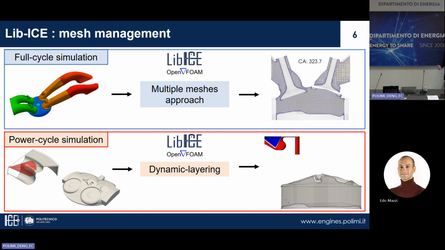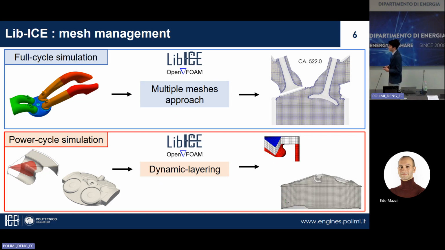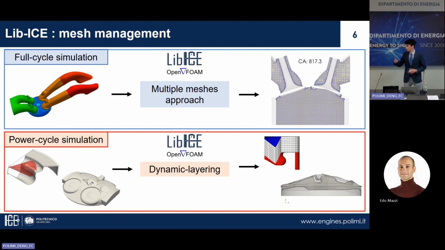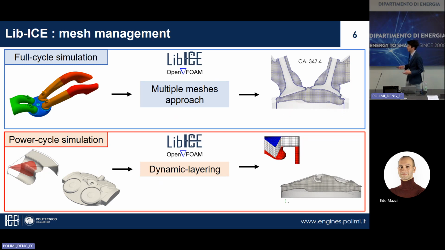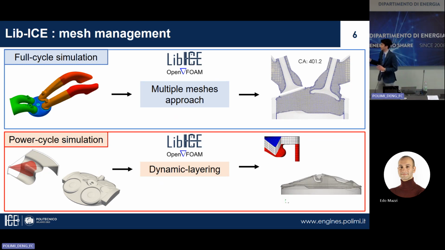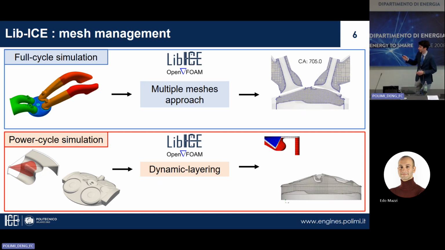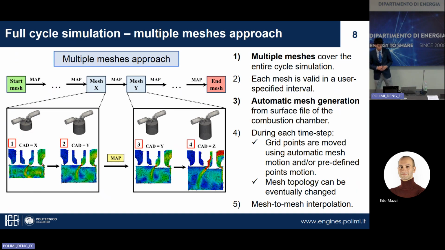And we, inside the device, handle the mesh generation in two different ways. One for full cycle mesh, which is based on a multiple meshes approach, and the other one for closed valve using the dynamic layering. We saw already in the previous presentation some of these applications, but I will go, let's say, a little bit in detail about these two methodologies, starting from the first one, the multiple meshes approach.